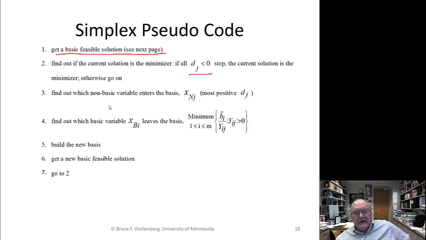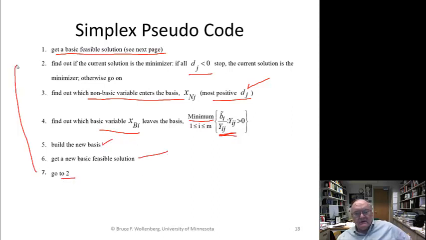Else, find out which non-basic variable enters. It must be positive d_j. Find out which basic variable leaves. That's the minimum over these numbers here. And now you do this pivoting operation where you eliminate items in y, and you exchange the basic and non-basic variables. Get a new basic feasible solution, and then go back to step 2. And you keep doing that until this condition here.